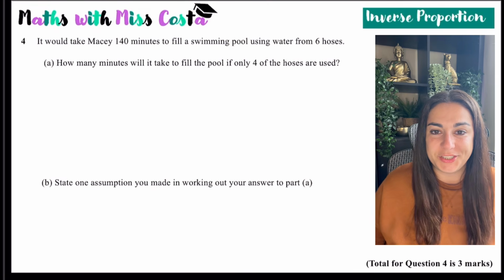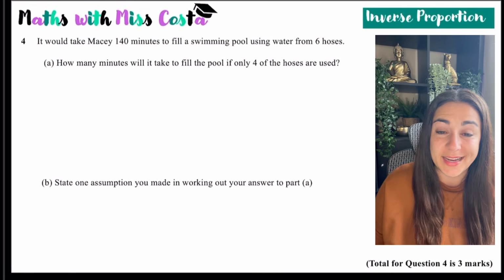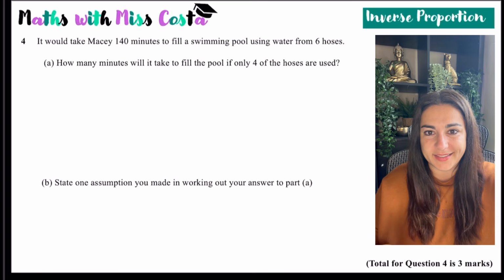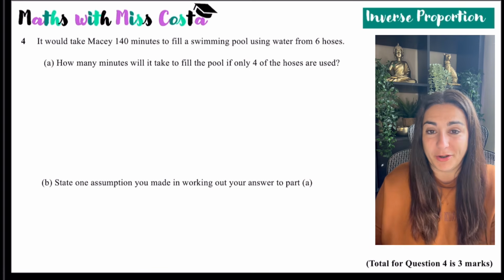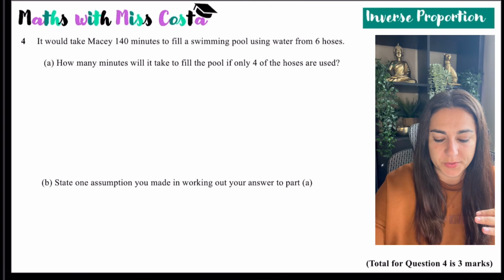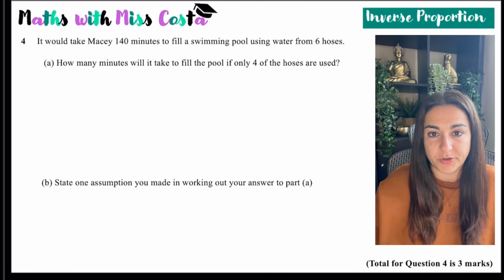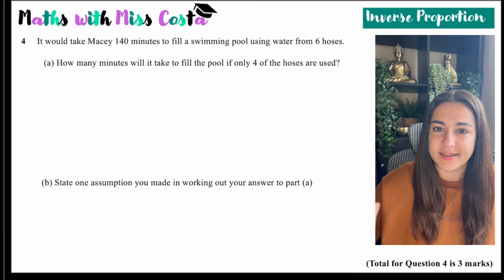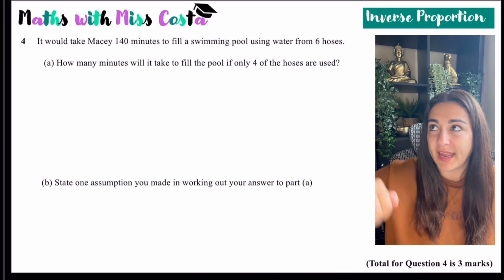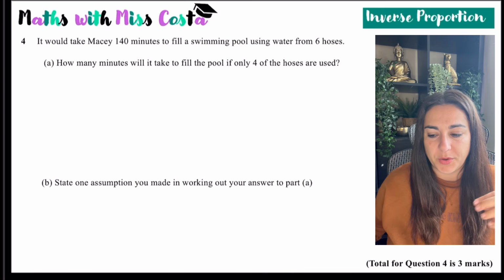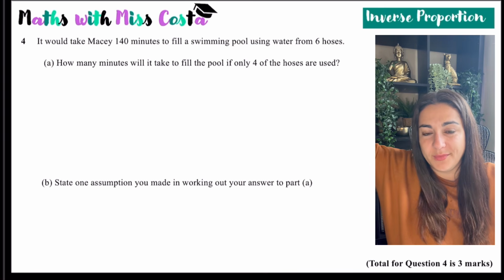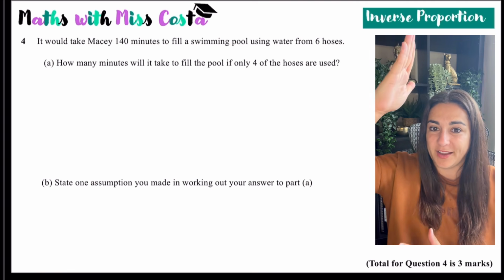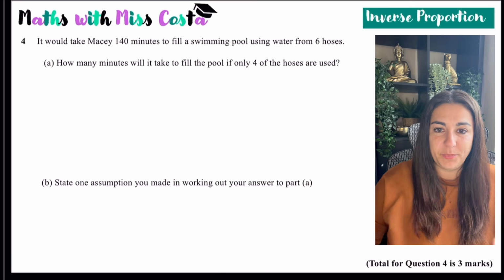Okay, so here we've got a question about inverse proportion. Inverse proportion is when one value rises, the other variable or value goes down. For example, if you wanted to paint a room and you had one person doing it, it's going to take a lot longer than if 20 people came and all did a little patch of the room. So one person takes a long time, but if more people came, the time goes down. So inverse proportion is when one thing goes up, the other goes down, and it's the opposite of direct proportion.